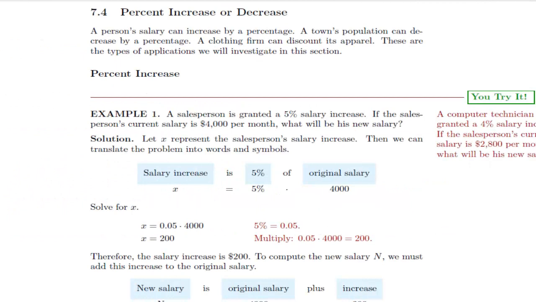Increase. A person's salary can increase by a percentage. A town's population can decrease by a percentage. A clothing firm can discount its apparel. These are the types of applications we will investigate in this section.